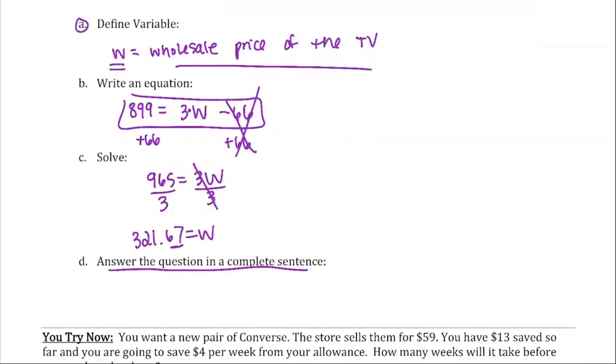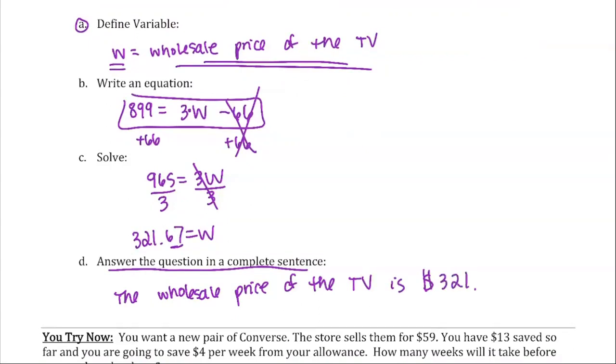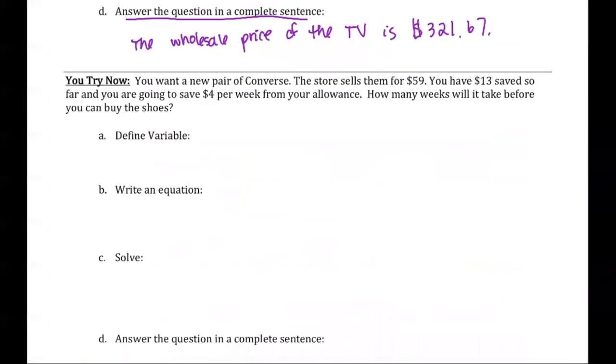So when I answer this question, we're going to say the wholesale price of the TV, because that's what we have as our description, is $321.67. All right. So if you guys want to give it a shot, I do have a You Try Now going over this type of problem.